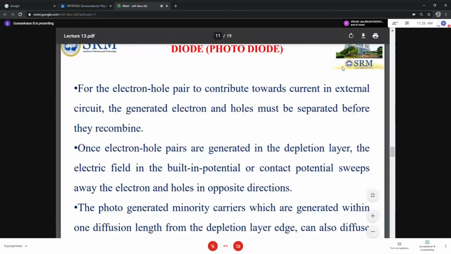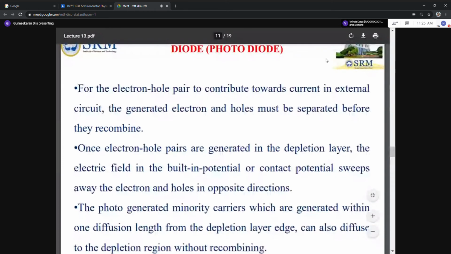So that electron hole pair contributes towards the current in the external circuit, and the generated electrons and holes must be separated before they recombine. Why do they recombine? Simply because the lifetime of electrons in the conduction band, that excited state, is too small. They come back and again recombine with the holes. That electron hole recombination takes place in so many regions.